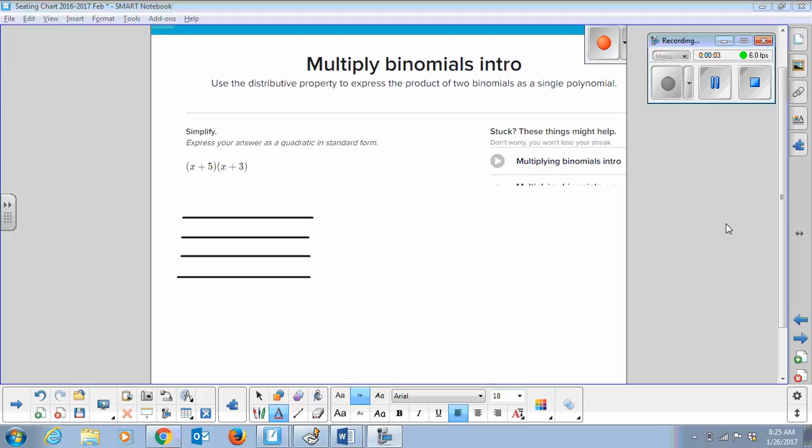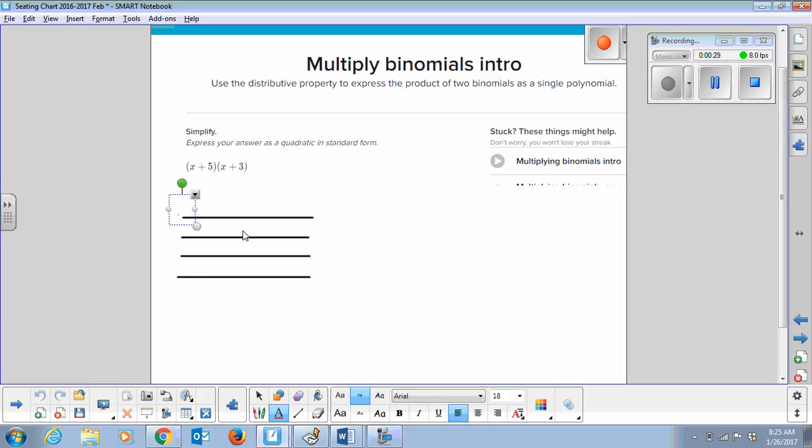Alright, for this lesson, I would suggest you go grab either a piece of paper or use your spiral to write your notes here. We're going to be multiplying binomials, so instead of having one thing out front, a binomial, we're having two sets of parentheses, and they each have two things, so that's where we get the word binomial from. So to do this, we're going to use a method called FOIL.